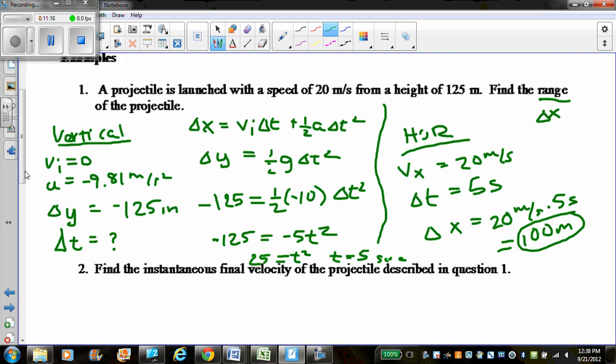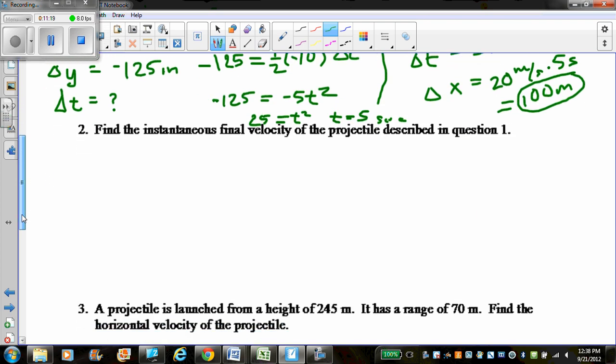Question 2. Find the instantaneous final velocity of the projectile described in question 1. In order to find the instantaneous velocity, it's important to realize what's happening with this object. The object is launched with a horizontal velocity, so at the initial instant it has a horizontal velocity, but think about what happens as it falls. It's going to hit the ground at an angle. And I'm interested in the velocity that it has the instant before it hits the ground.